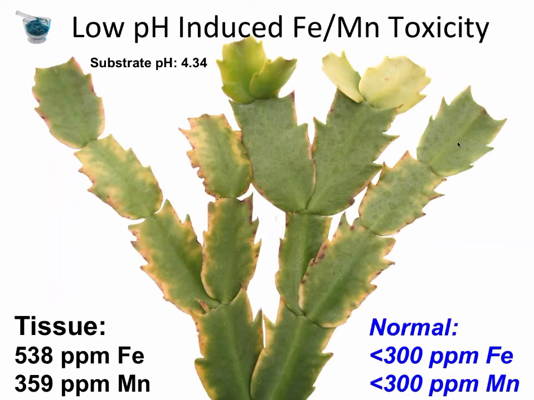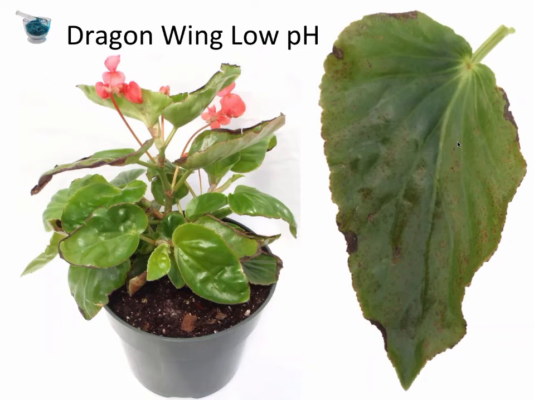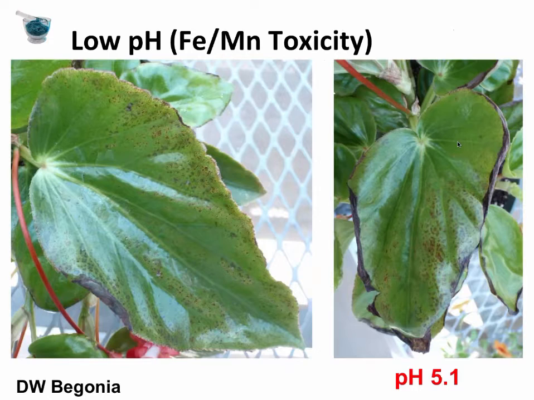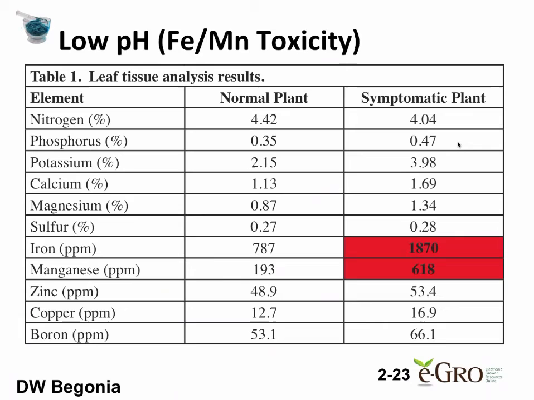Dragonwing begonias, the same thing occurs. Typically, the plant stalls. You start seeing that speckling on the close-up of the leaf on the right. You can see the same symptomology going on there. And we also had this in an e-GRO alert 2 or 3 years ago. And we did tissue analysis again, and you can see that the iron and manganese are in fact high. And there's the e-GRO alert.